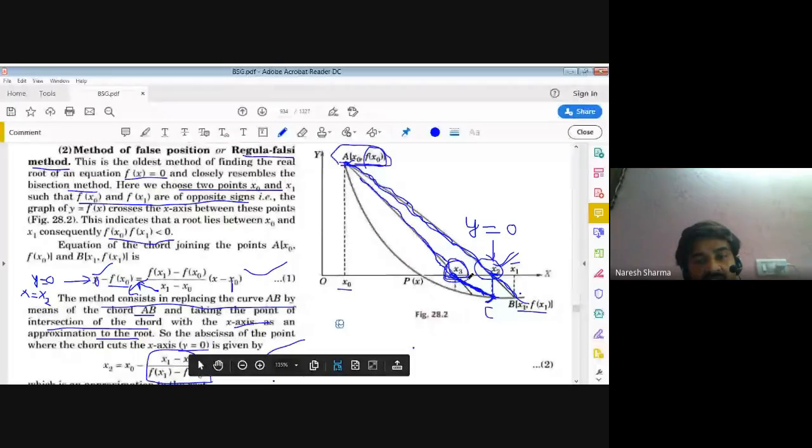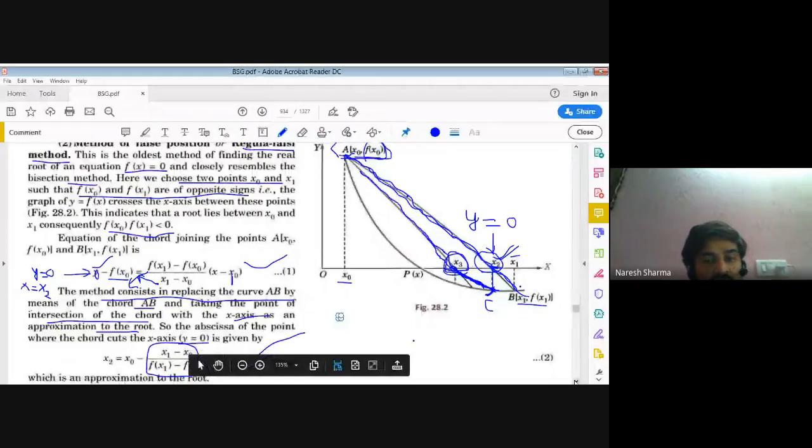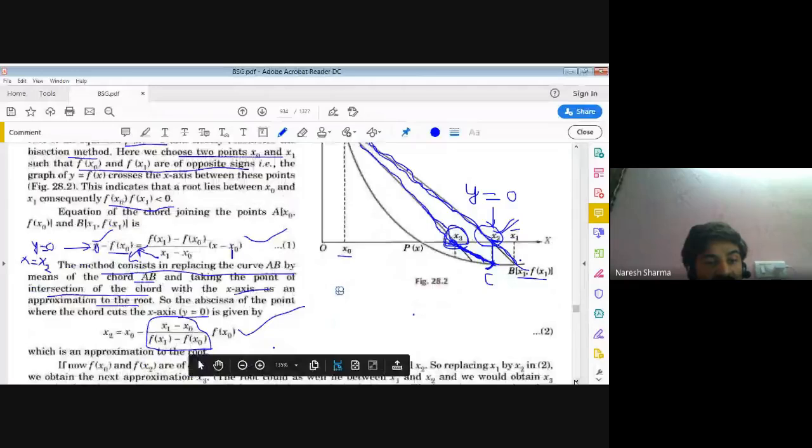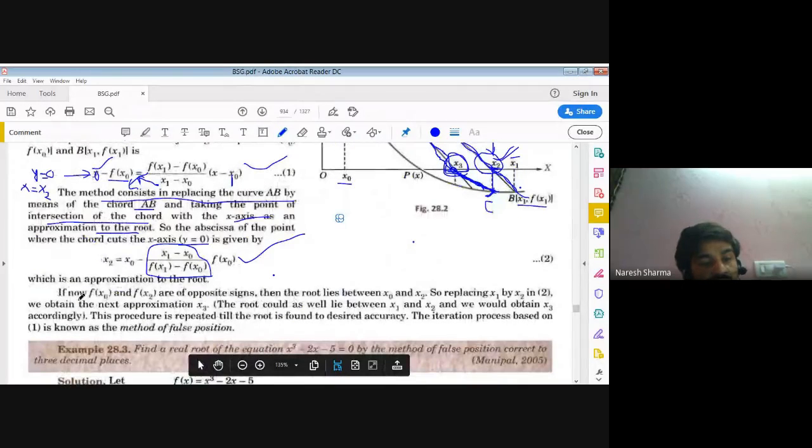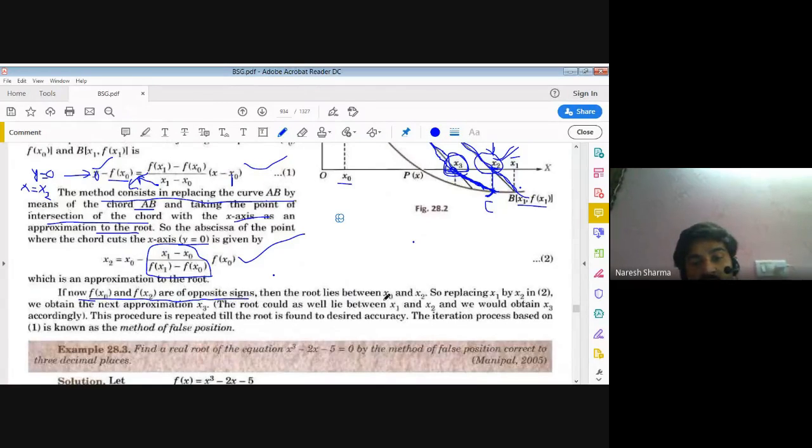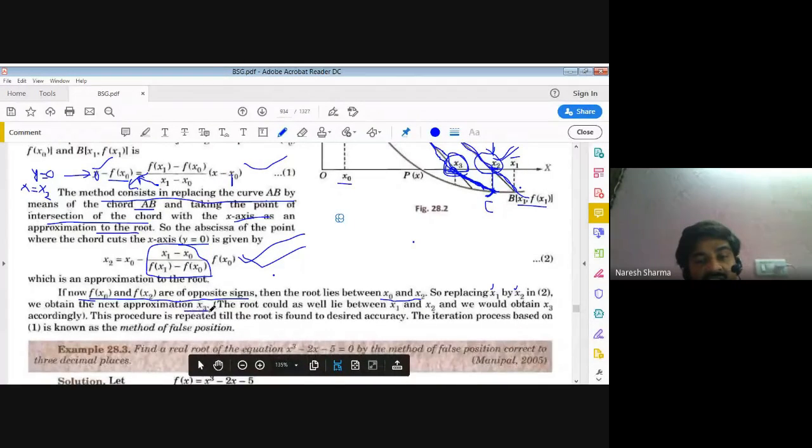So similarly we get the next root, that is x3. Just go through the statements written here. If we again check that f(x0) and f(x2) are of opposite sign, then the root lies between x0 and x2. In that case we replace x2 by x1 in this formula, so we get the next approximation, which is x3.